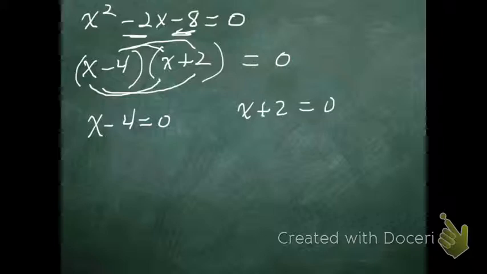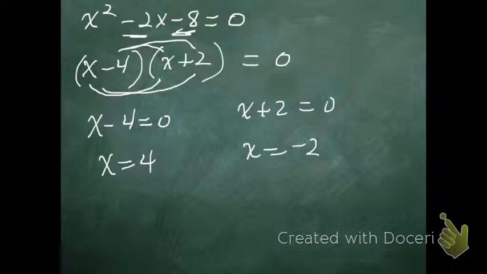And solving, here I'm going to add 4 to each side, so one solution is x equals 4. Here I need to subtract 2 from each side, so my other solution is x is equal to negative 2. Let's do a quick check here.